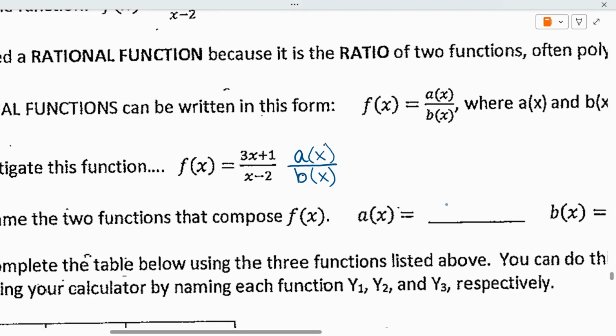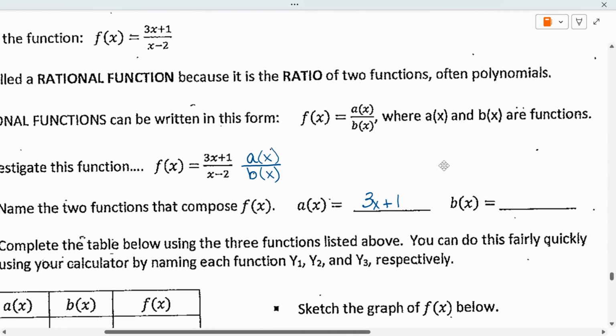Well, a of x is the function 3x plus 1. Again, if I graph that, I begin at 1. I have a slope of 3. That passes a vertical line test. So I know that 3x plus 1 is a function. B of x is the function x minus 2. If I graph that, I begin at negative 2 and I have a slope of 1. That also is a function. It would pass the vertical line test.